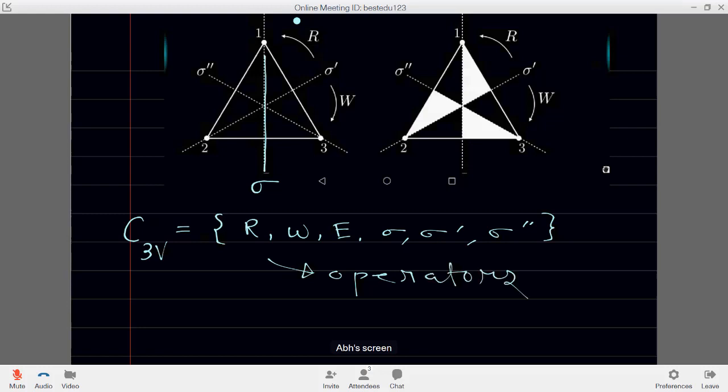Previously I said G were the elements of the group when I was discussing the group. But now if you look at it, all the elements of the group are operators because they operate on the equilateral triangle, and we look at the result. So you can also have a group of operators. The elements which were abstract when I was discussing a little bit earlier have now been given the status of operators.